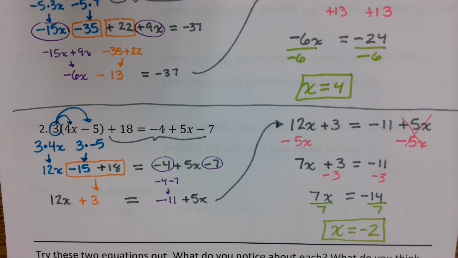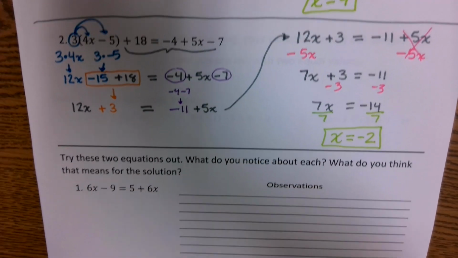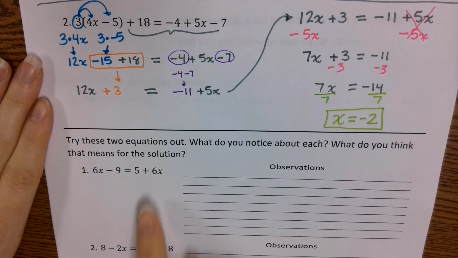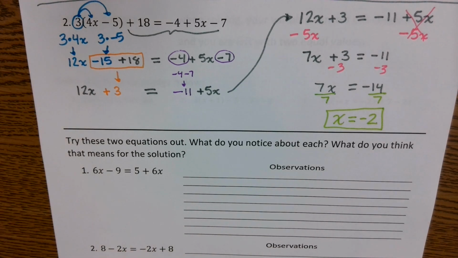Okay, so what we've been working on here, guys, are called single solution equations. One solution. There are other types of equations that we're going to be working with today. So down here at the bottom, I've given you two equations that I want you to go ahead and solve. Do the process that I taught you to do. And then there's going to be something different about them. I want you to make an observation. What did you notice happened when you were solving? What do you think that means for the solution?